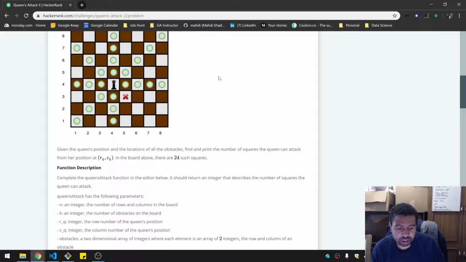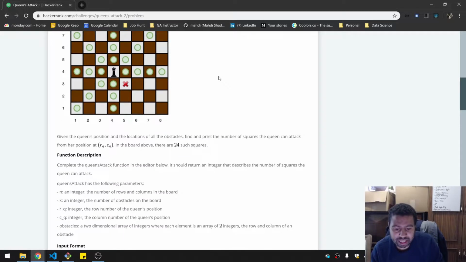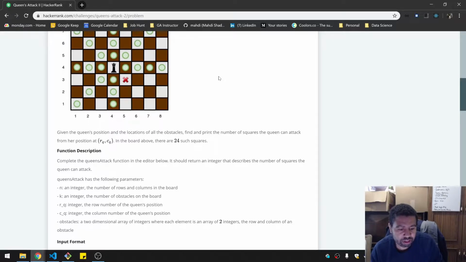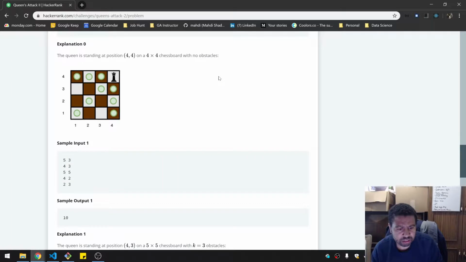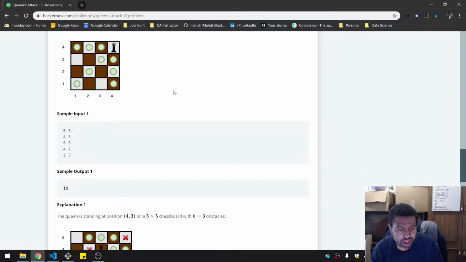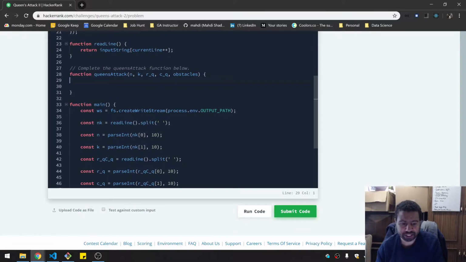Given the queen's position and the locations of all obstacles, find and print the number of squares the queen can attack, not the actual square positions, from her position on the board. And she has a bunch of obstacles. Oh, so the actual board could also be very different. I see that. So you have a bunch of parameters here. n is equal to the grid size, so I want to take a quick note of that.